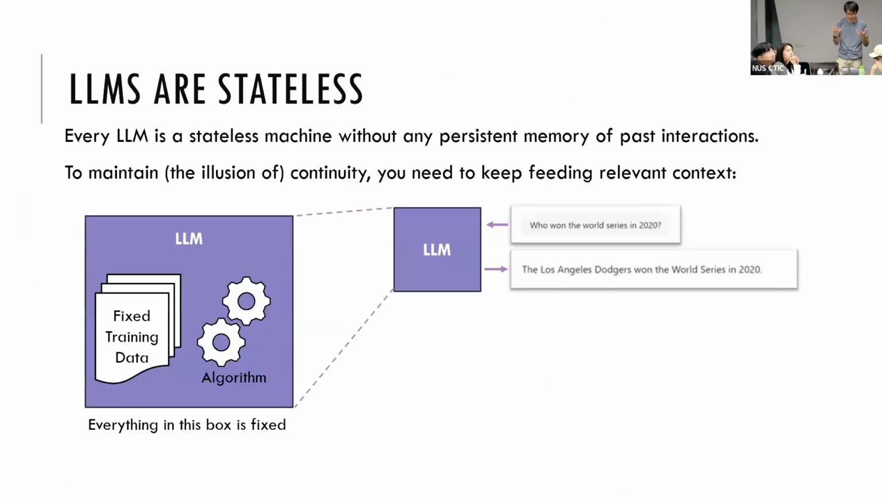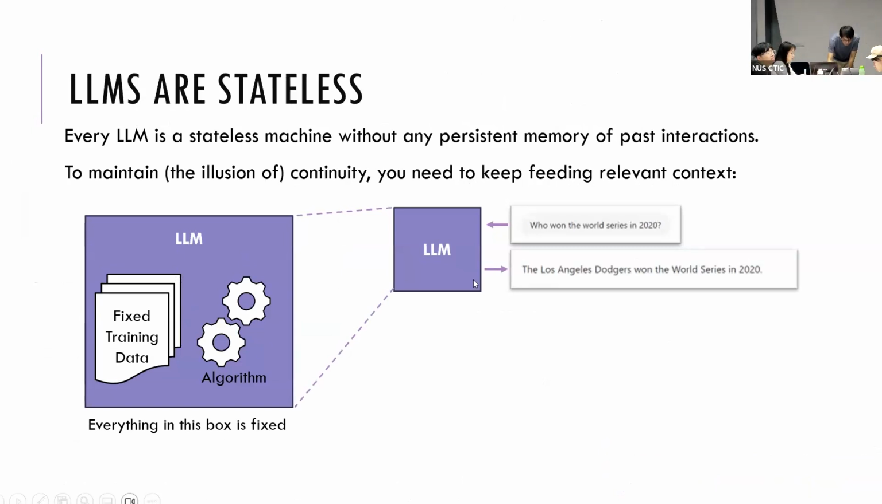So this might be something which some of you might know, which is that the LLM is actually a stateless machine, right? Stateless just means that it has no memory of past interactions, right? So you can think of it as this black box. Each LLM has a fixed set of training data and a fixed model algorithm going on inside it, right? Those are all fixed, right? Nothing changes. So everything in the box is fixed.